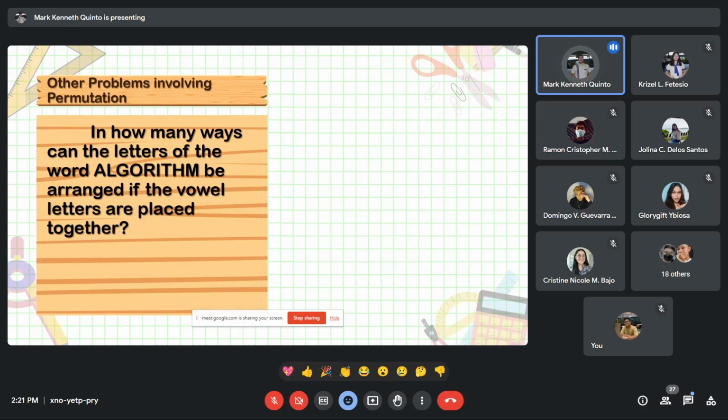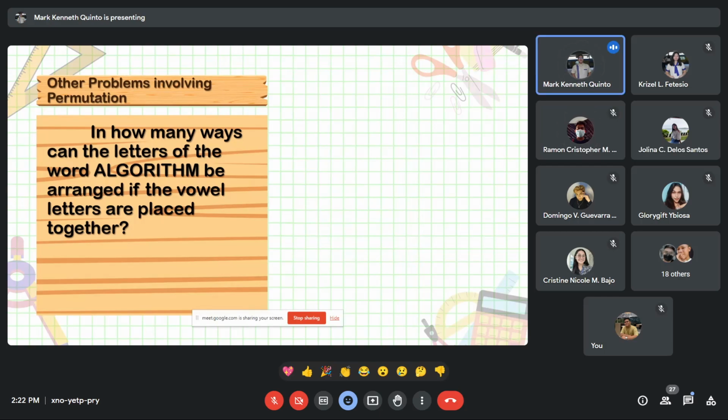Let's try to use representation. Ay, sasalita pala si ano? Ramon. Yes, ano yun, Ramon? Ako yun na. Sige, sige. So, since magkakatabi yung vowels, yung A, E, I, O, tama? Since magkakatabi sila, count sila as 1. So, 1, 2, 3, 4, 5, 6, 7, 8, 9. So, yung magiging N is 9.